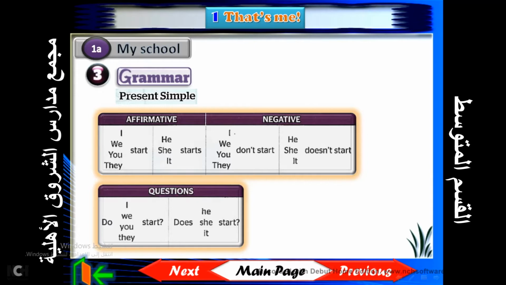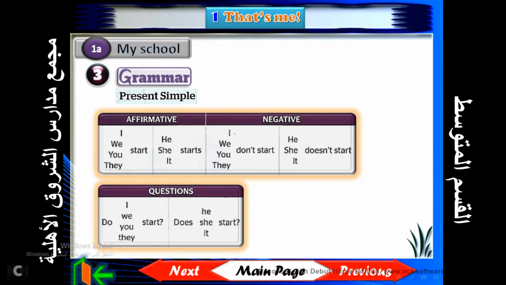We have two states, affirmative state and negative state. For example, I can say, I start, we start, you start, they start. As you see, start has no additions. We don't say starting or started. I start, we start, you start, they start. Okay? He starts. Here we say start, but here we say starts. He starts, she starts, it starts.